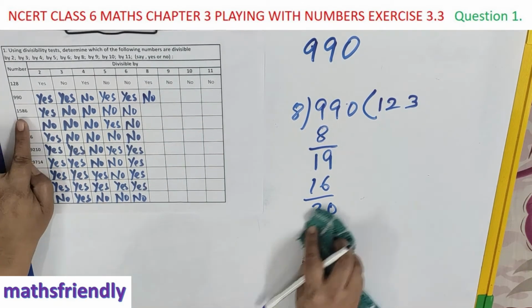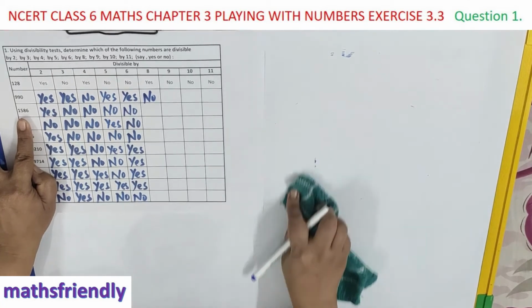Okay, now what is the next number? The next number is 1586.